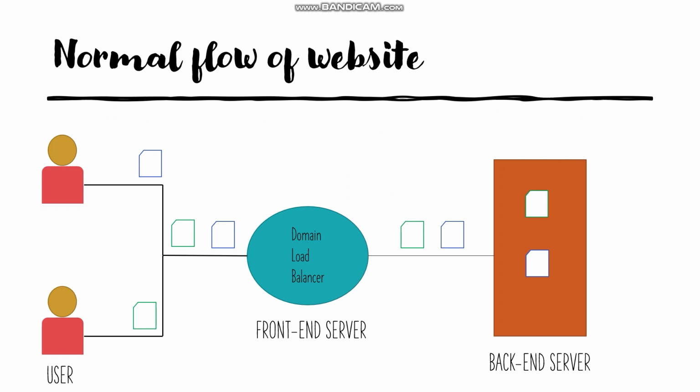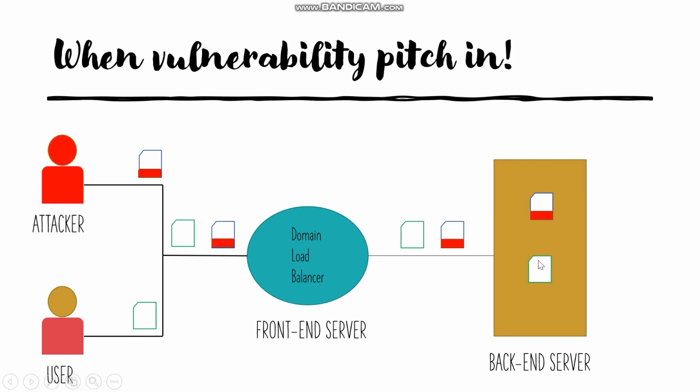So here you can see a normal flow of a website in which there are two users, one domain load balancer, and one backend server. The load balancer is on the front end server and does the load balancing job. As the name suggests, whatever packets are coming, the load balancer will transmit them one by one to the backend server. So this is a normal website flow where two packets are sent, load balanced by the load balancer in the front end server, and then sent to the backend server.